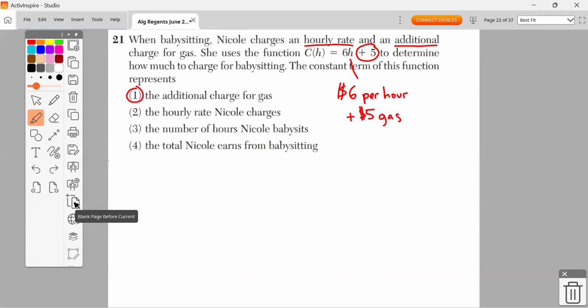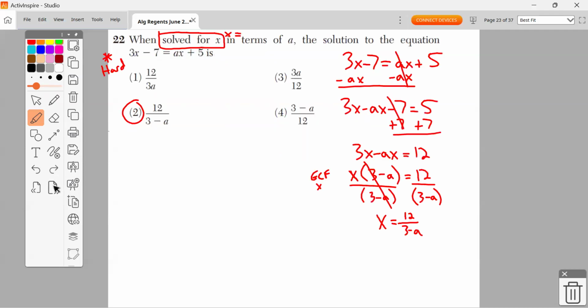In question number 21, when babysitting, Nicole charges an hourly rate and an additional charge for gas. So some number of dollars per hour plus the gas. So she uses this equation, 6h plus 5. The constant term, constant means your plain number. So the constant is this plus 5. What does that mean? Well, that is the additional charge for gas because it's plus $5. She charges $6 per hour plus the $5 one-time fee for gas.